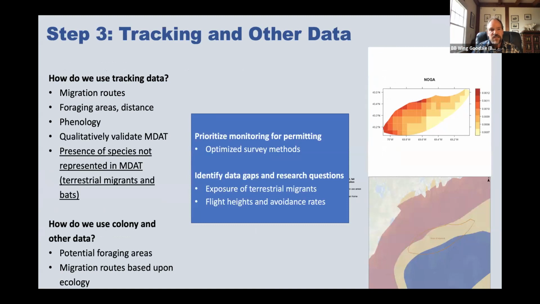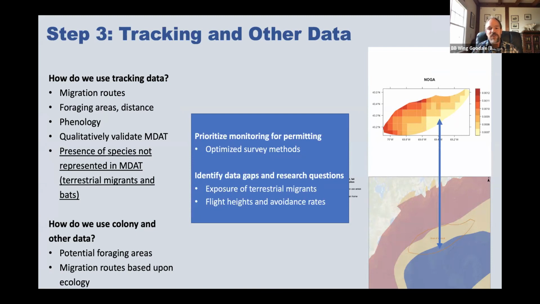So one question we've been discussing is this other set of data, the tracking data. Tracking data is incredibly useful because you have very detailed information on individuals, but it's also challenging because often you have small sample sizes and limited time that individuals are tracked. But it can help us really understand migration routes, foraging areas, and phenology, and we can relate, qualitatively at least, what we know from the MDAT models on bird distribution to what we know from the tracking studies. We can potentially do this quantitatively, but I think it's best just to think qualitatively for the moment.